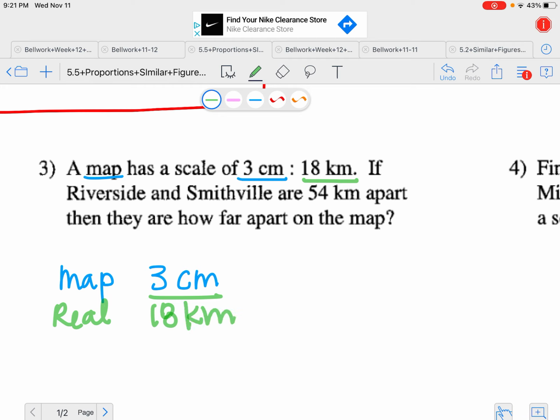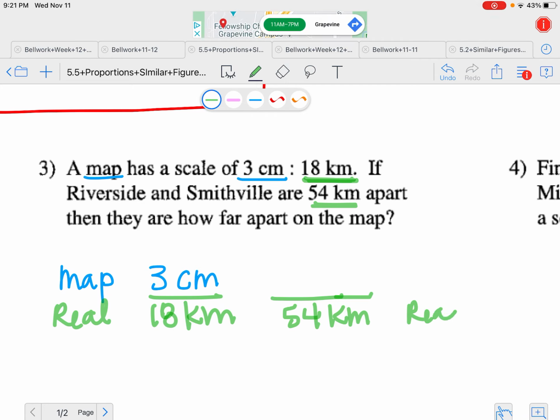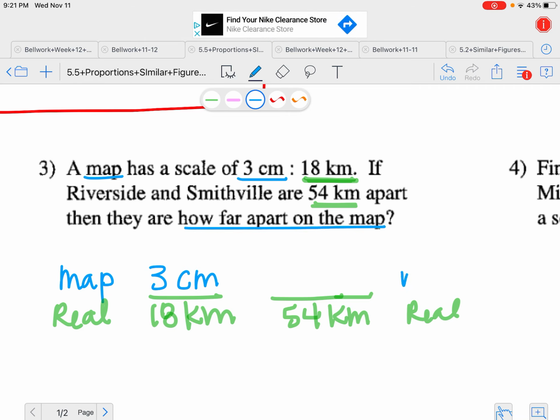Then the rest of the problem that we know, it said if these two cities are 84 kilometers. So before I had kilometers in green. I'm going to make kilometers in green again. I'm going to match it up straight across. So I have kilometers and kilometers in real life. Then it says how far apart are they on the map. And my map was on top and it was in blue last time, so I put the map on top again, and the map is in centimeters. So as you can see, I have kilometers on bottom and kilometers on bottom. I've got centimeters on top and centimeters on top.